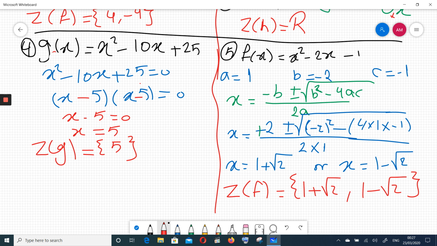Sometimes when you use the general formula and put these numbers in your calculator, the answer is going to be a math error, and that means the solution set is going to be 5.